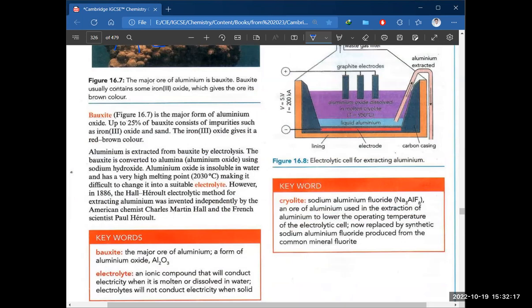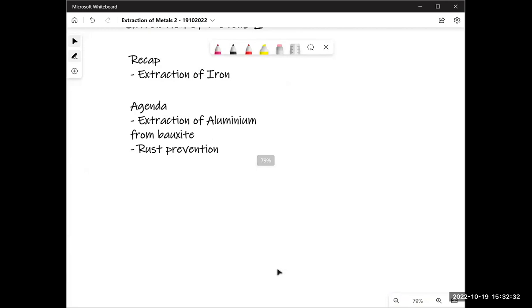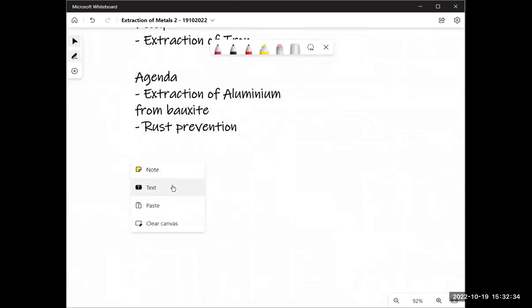Now look at the whiteboard. Okay, can you see the whiteboard? No, sir. No. Okay. Yes. Now we can see. Yeah. Now you can see.